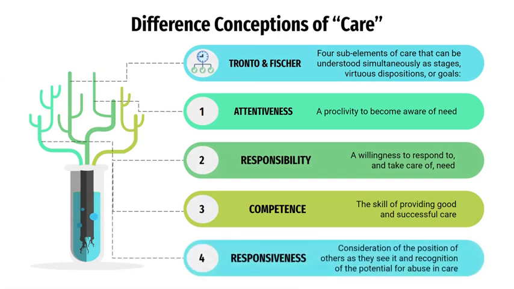And it's also going to rely on responsiveness, consideration of the position of others as they see it, and recognition of the potential for abuse in care, which is certainly something that comes up in discussions of caring for elderly adults here in the US, right? And elsewhere around the world. But certainly, responsiveness seems to be a big part of that.